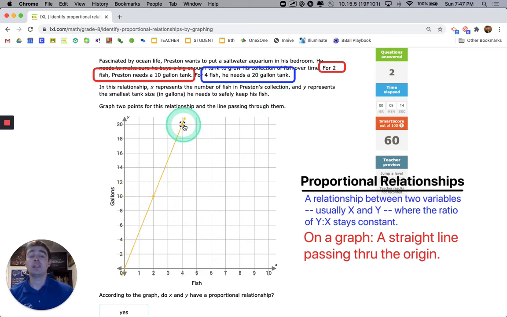And what we're going to see, this is proportional, because 20 divided by 4 gives us 5 gallons for every 1 fish. 10 divided by 2 is also going to give us a ratio of 5 over 1. This has a constant 5-to-1 ratio, which is why we see the graph starting at the origin and then going in this straight line telling us it's proportional.